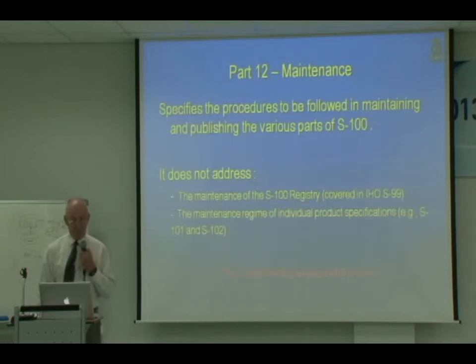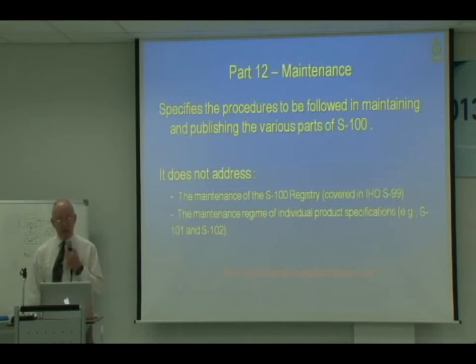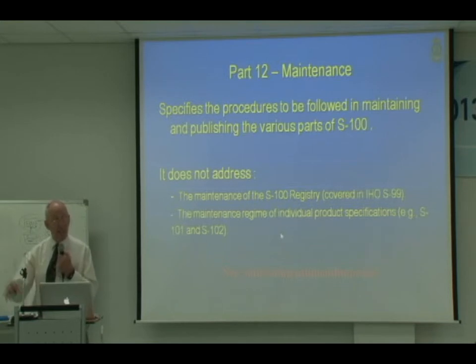Maintenance. This is the last part, not surprisingly. How do you maintain and publish the various parts of S100? Well, the concept is fairly valid, but the registry is going to be covered in S99. In other words, the process where you establish a registry and the registers and who maintains them, that's an S99. The maintenance regime, though, of a particular individual product specification is contained in the standard itself.